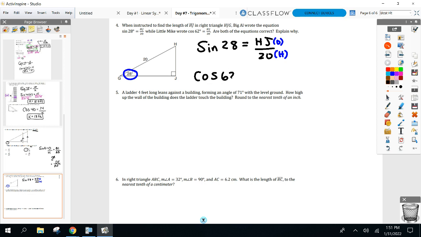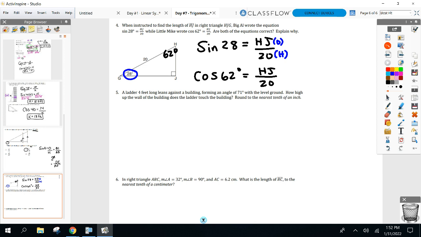Cosine. Wait a second, little Mike. Where is he getting 62 from? Where's that coming from? 62? Tammy? That's angle H, right? 180 minus 90 minus 28. Yeah, 62 is angle H. So little Mike's using a different angle other than the one he's given. He just wants to show off, obviously. He's saying that's HJ over 20 as well. Is he correct?